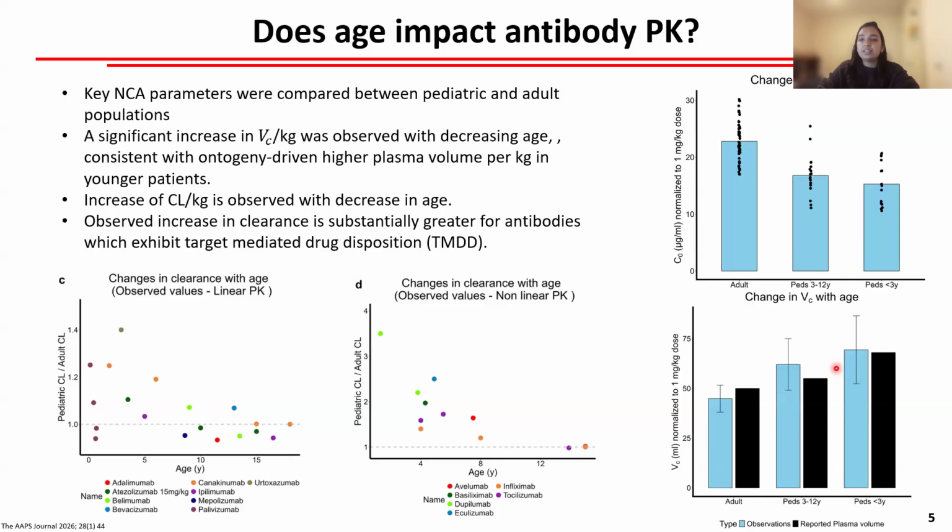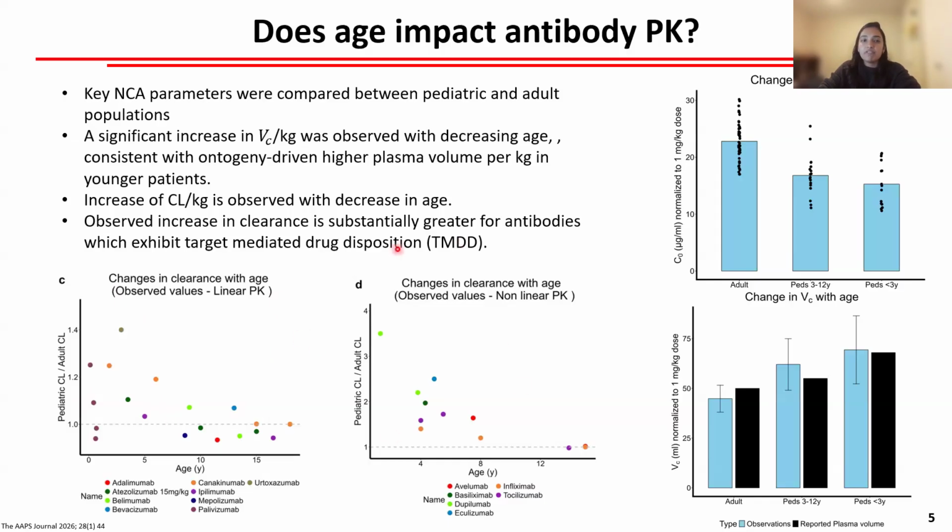Next, we wanted to evaluate the impact of age on clearance. For this, we took body weight normalized clearance values between pediatric and adult patients and compared these. What we observed was pretty interesting: clearance increased with decreasing age. That was consistent across all antibodies. But interestingly, for antibodies which exhibited linear PK, we saw about 40% higher clearance in pediatric patients, especially younger patients below 2 years of age, as compared to adults.